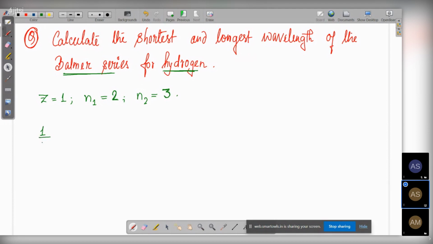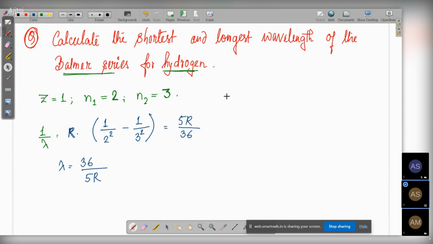N2 is 3. 1 by lambda is equal to R. No need to put down the value of R also over here. We're doing a rough calculation. R into Z square, that is 1 square, into 1 by 2 square minus 1 by 3 square. So this will come out as 5 by 36. That is equal to 5R by 36. So lambda is equal to 36 by 5R.